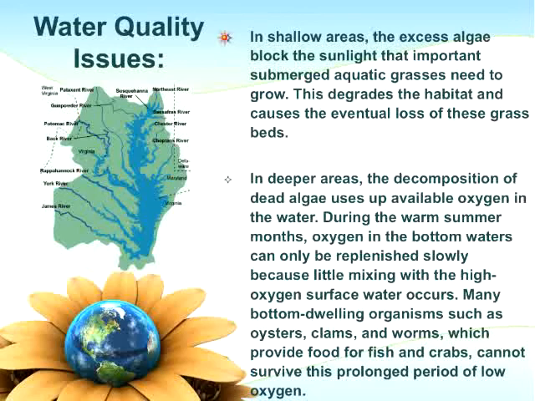In shallow areas, the excess algae is blocking the sunlight that submerged aquatic grasses need to grow. This is degrading the habitat and causing the eventual loss of these grass beds. In deeper areas of the bay, the decomposition of dead algae uses up available oxygen in the water. During the warm summer months, oxygen in the bottom waters can only be replenished slowly because little mixing with the high oxygen surface water occurs. Many bottom-dwelling organisms, such as oysters, clams, and worms, which provide food for fish and crabs, cannot survive this prolonged period of low oxygen due to the dead algae.